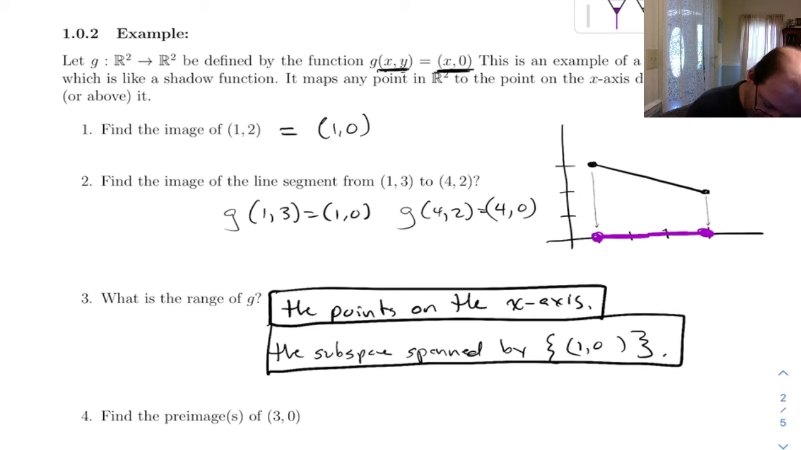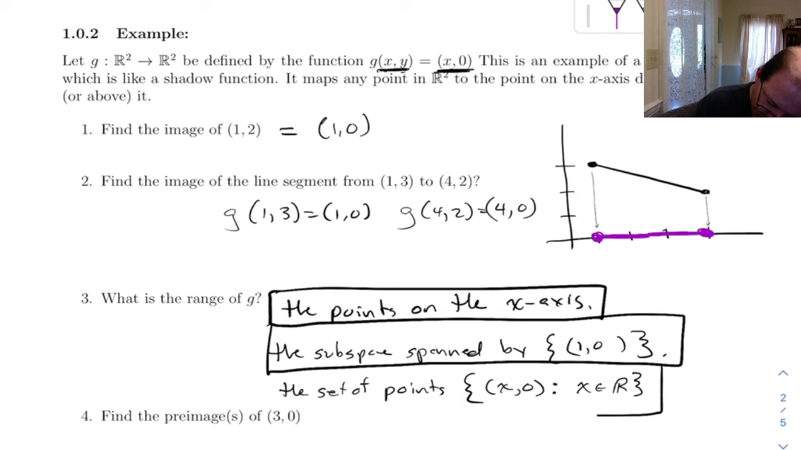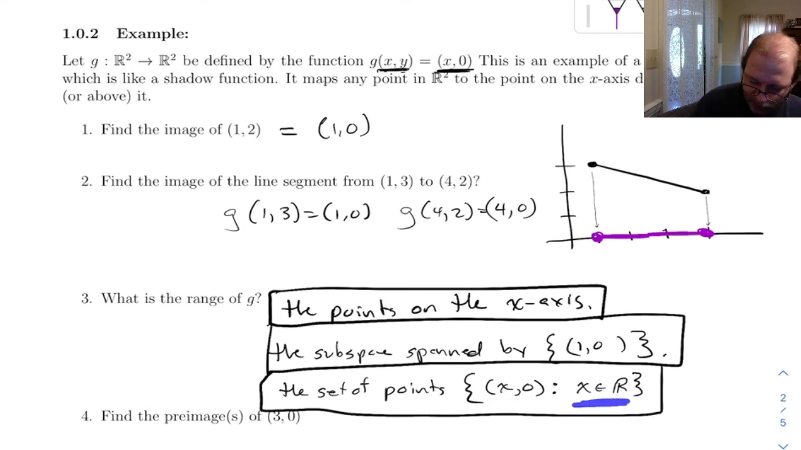We could also say the set of points (x, 0), where x is a real number. This is called set builder notation. And yeah, it means all the points (x, 0), where x can be any real number we want. So that'll get us all the points that lie on there.